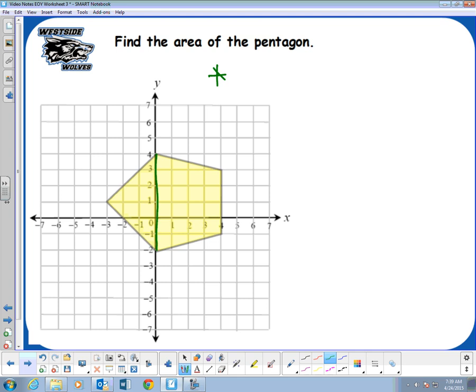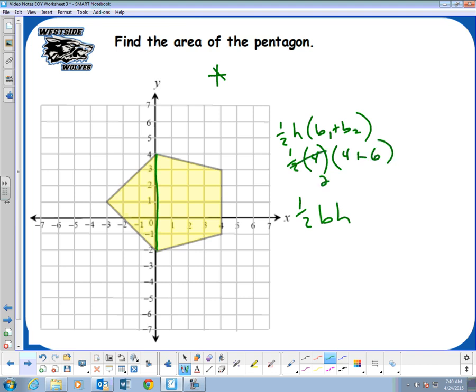Actually, in this figure here, I could break this apart into a trapezoid and a triangle. So if I did that, it'd be 1/2 the height times base 1 plus base 2, plus 1/2 base times height because we've got a triangle. So that'd be 1/2. My height is 1, 2, 3, 4. My base 1 is 1, 2, 3, 4, plus my other base, which is 6. And so that'd be 1/2 times 10 times 4. So that'd be equal to 20 for that trapezoid.